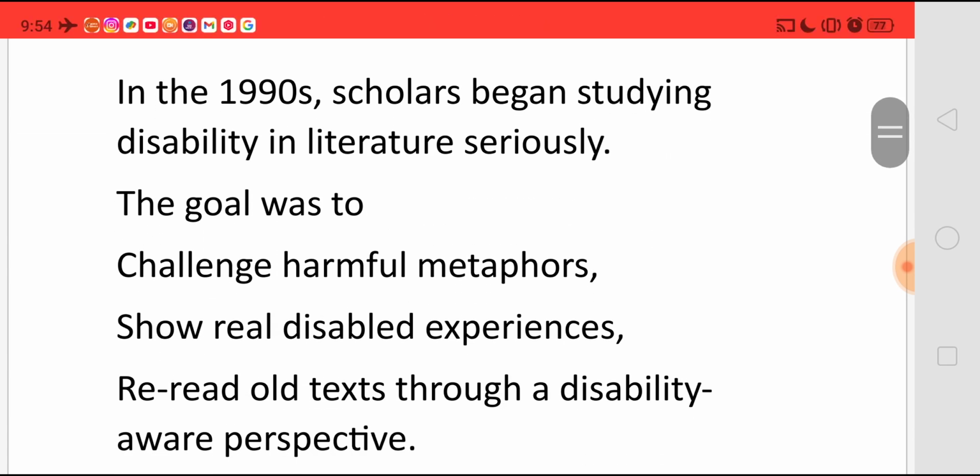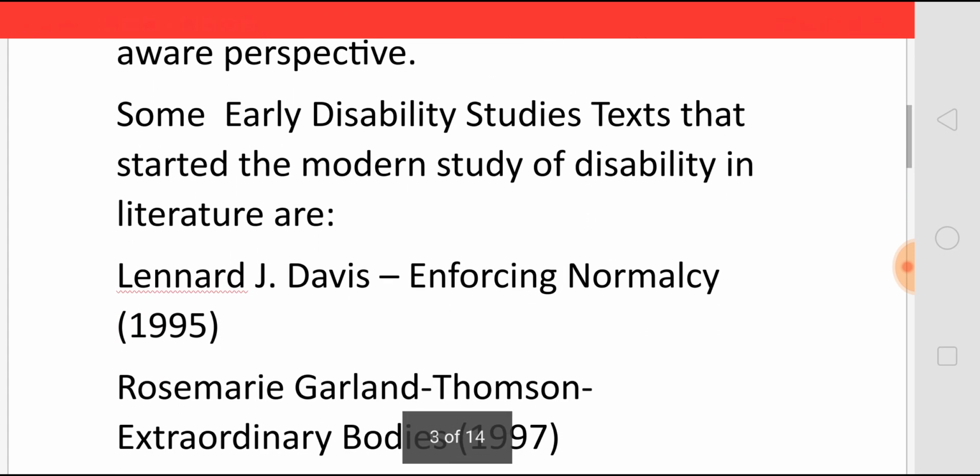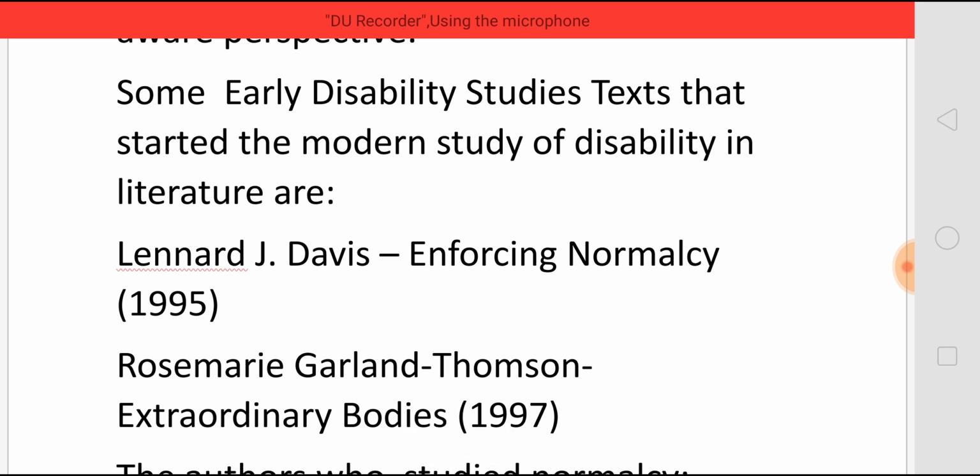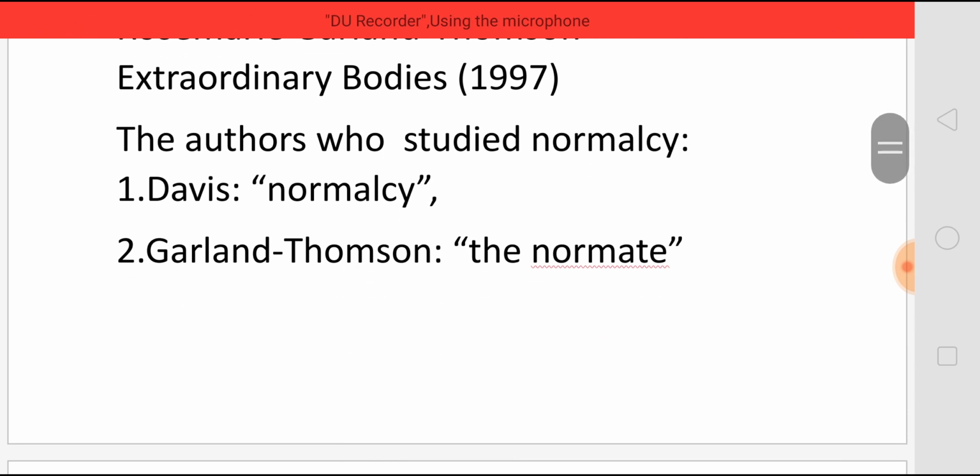In the 1990s, scholars began studying disability in literature seriously. The goal was to challenge harmful metaphors, show real disabled experiences, and reread old texts through a disability-aware perspective. Some early disability studies texts that started the modern study of disability in literature are Lennard J. Davis's Enforcing Normalcy and Rosemarie Garland-Thomson's Extraordinary Bodies. And the authors who studied normalcy are Davis, with normalcy, and Garland-Thomson, with the normate.